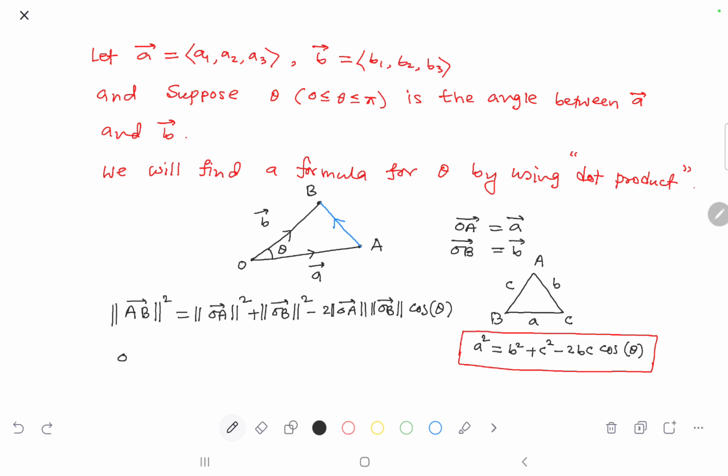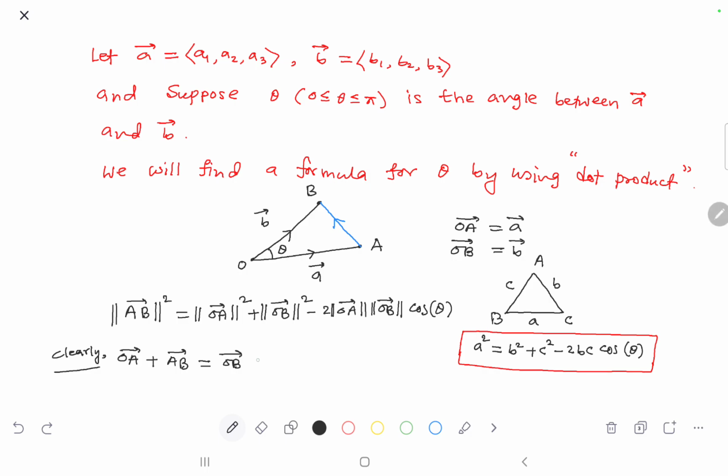See, OA vector plus AB vector is nothing but OB vector, right? So clearly, I'm trying to prove the formula for theta using dot product. That's why I'm doing this. Okay.